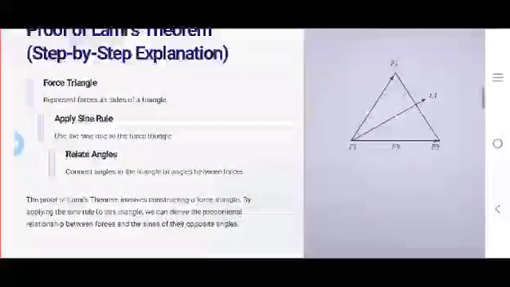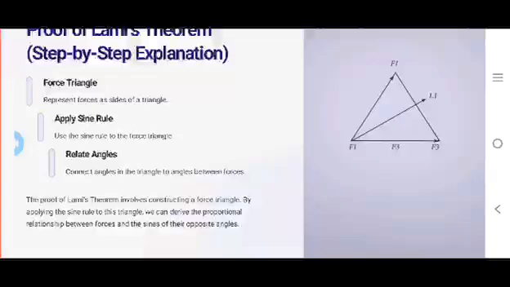If we solve Lami's problems, there are some steps. First is force triangles, apply sine rules and relate angles.